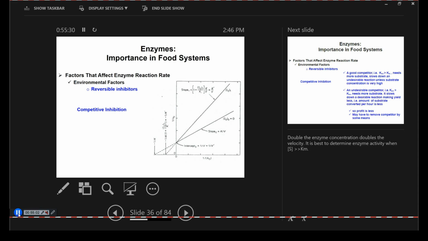This is an example of the graph that you would get, a Lineweaver-Burk plot, when you have competitive inhibition. So here's the reaction and the slope without the inhibitor, and here's the reaction and the slope with the inhibitor. You can see this slope is steeper. And what happens here is your intercept is the same, but the Km value is different. So with competitive inhibition, you impact Km, but the Vmax is not impacted.